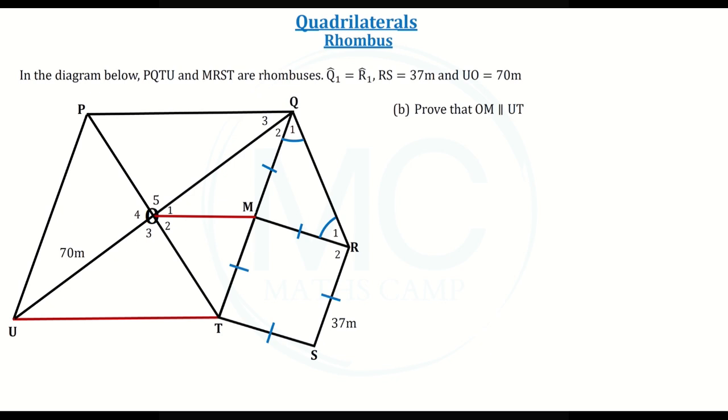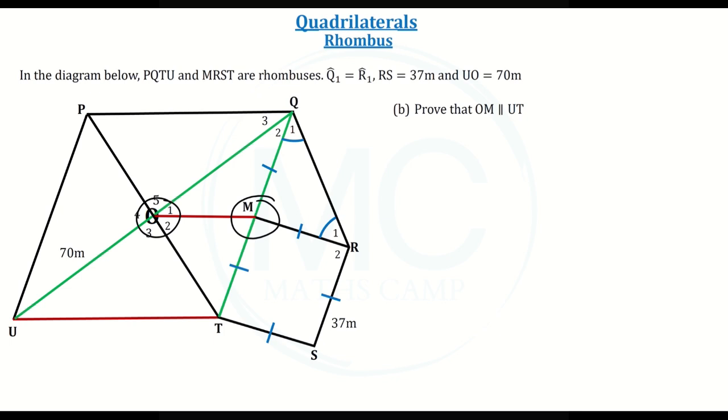We can see that U and O both sit on QU. So let's make this green. And we can see that M and T both sit on QT. So let's make this side green as well. Now, to use the midpoint theorem, we need to prove that O is the midpoint of QU and that M is the midpoint of QT.